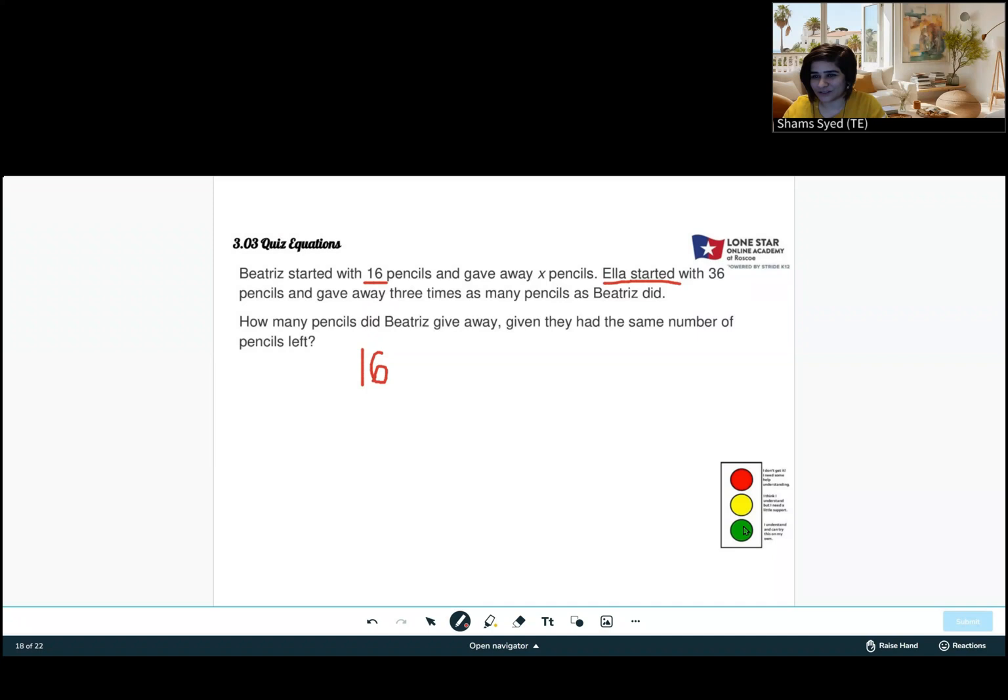Yes, Elizabeth, you're right. Ella started with 36. Let's see then what happens. Probably they're giving away. Yes, they're giving away. Beatrice gave away x. So 16 minus x. Ella started with 36, gave away 3 times as many as Beatrice. So minus 3x.